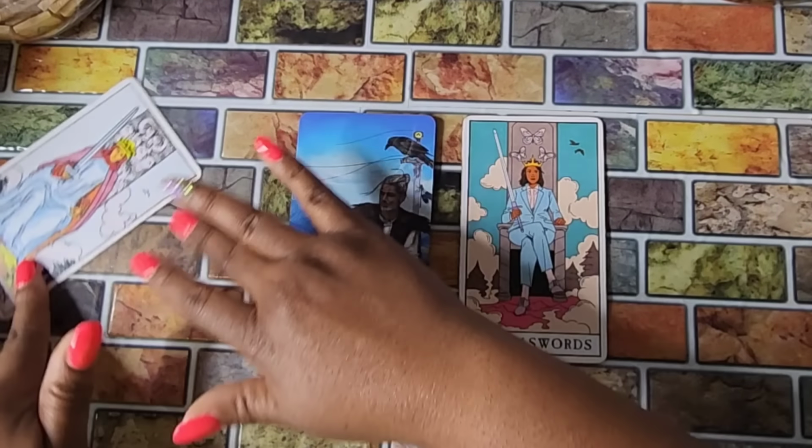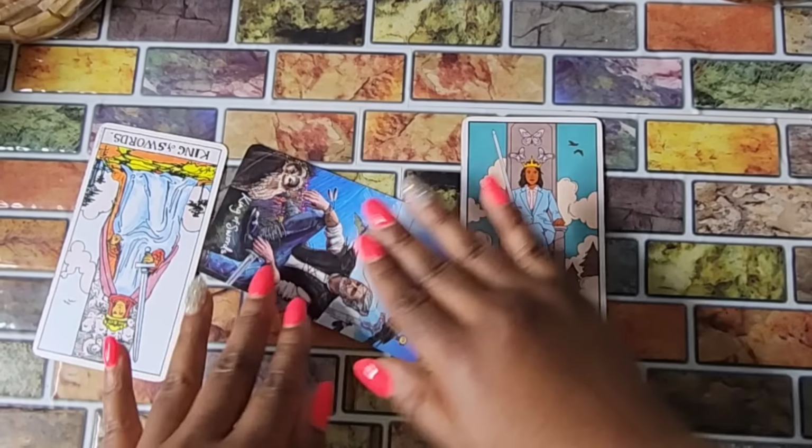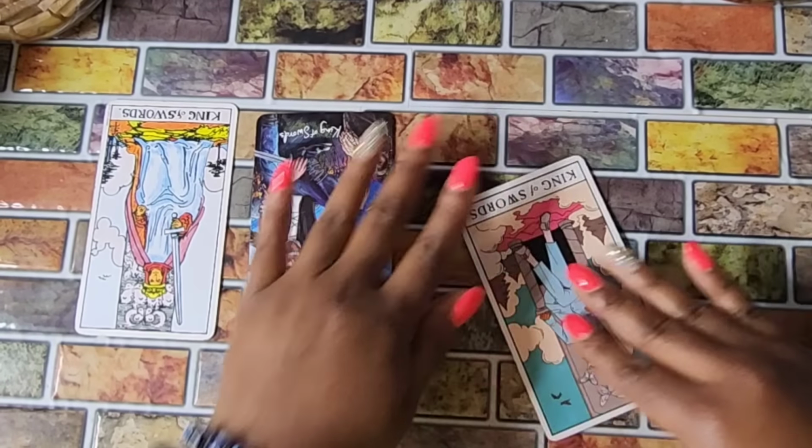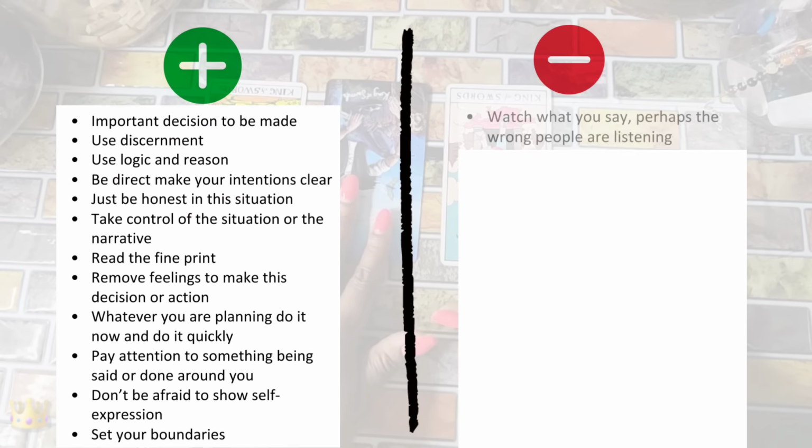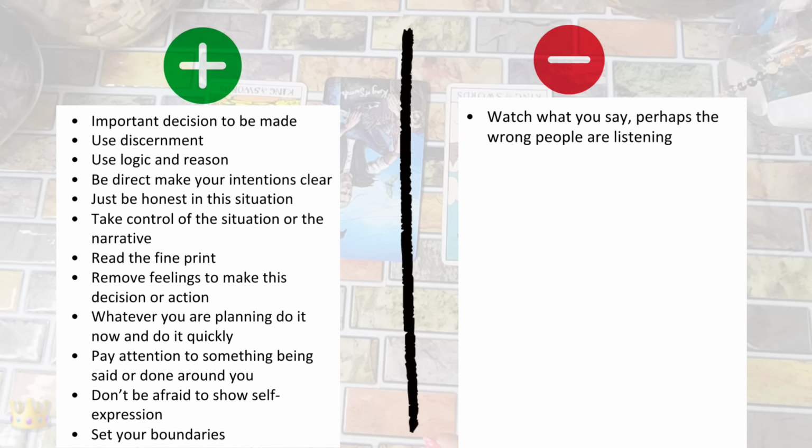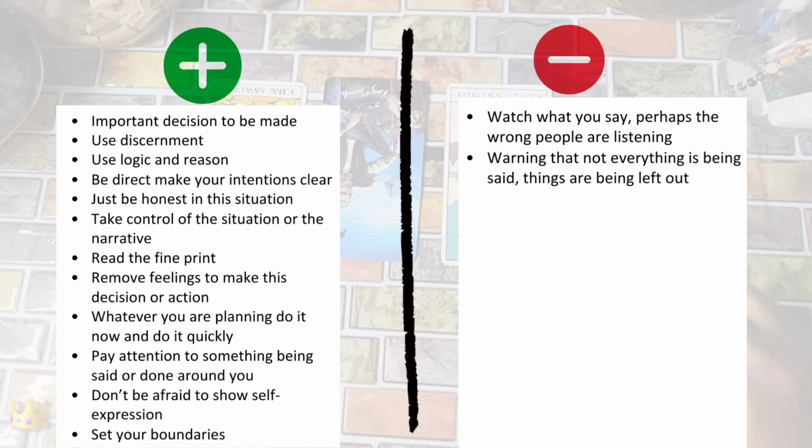Set those boundaries. In reverse, I think the advice would be to watch what you say. Watch what you say, okay? Perhaps the wrong people are listening to you, so just be careful. It could be a warning that not everything is being said, and there are things being left out or lies being told. This could also be like a stop sign.